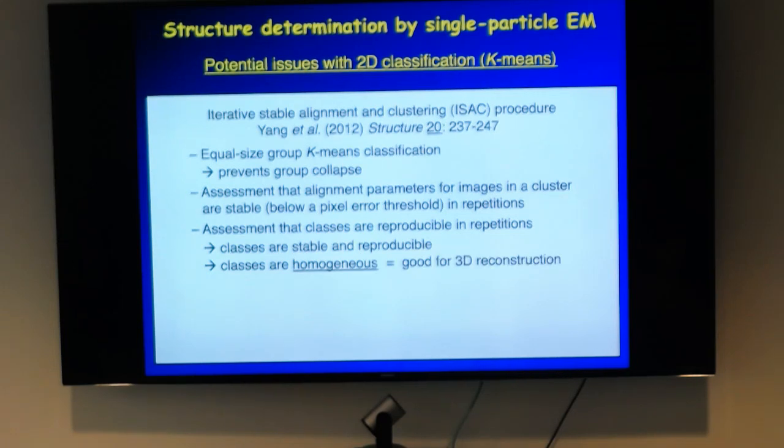That means your classes are very homogeneous, and this used to be very useful at the times when you used the 2D averages to calculate your initial 3D models. If you get these 2D averages with ISAC, you could really believe that these are meaningful averages.